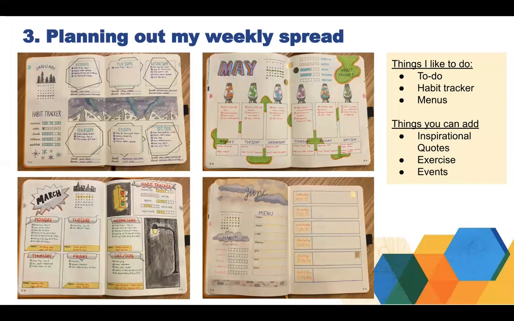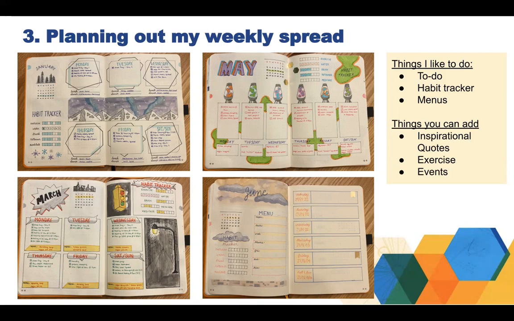The next 4 or 5 sets of pages are dedicated to the weekly spread, and this is where we decide to track information on a daily or weekly basis. I personally like to keep track of to-dos and or appointments, my habits, and menus, as I'm someone who likes to meal prep. But again, you can decide to customize this space in whatever way fits your needs.